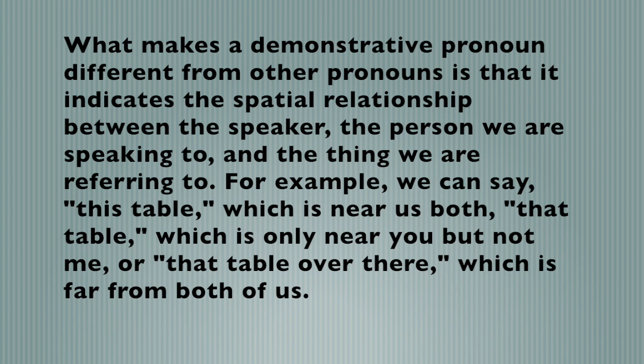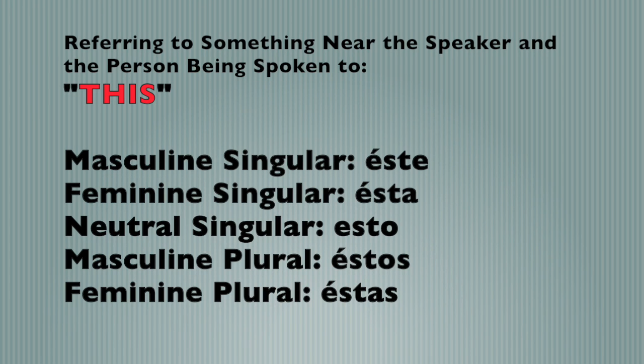The speaker and the person we are speaking to, and the thing we are referring to as well. For example, we can say this table, which is near us both, or that table, which is only near you but not me, or that table over there, which is going to be far from both of us. So referring to something near the speaker and the person being spoke to, we're going to use this. So the masculine singular is going to be este.